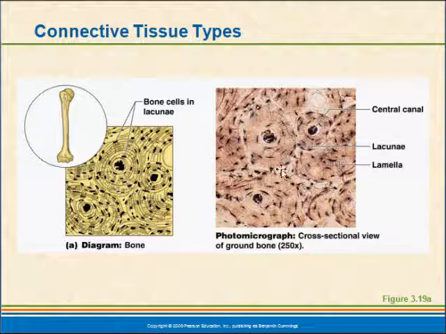Now, in the middle of every osteon, there is this central canal. And that canal contains a blood vessel, nerve supply, other things that travel through the bone. Surrounding that canal are rings called lamellae. And if you notice these dark spots lying within the rings, those are the lacunae where the osteocytes live.